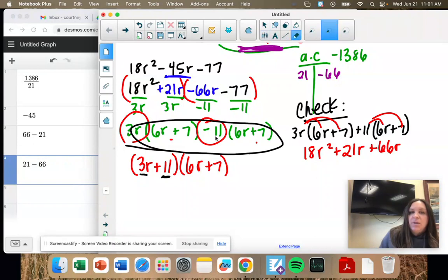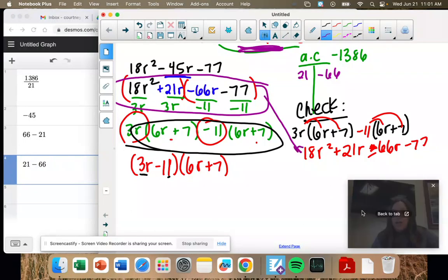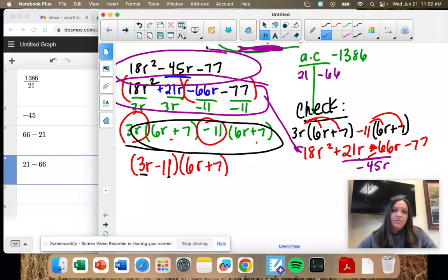Oh, I messed up. I can already see it. These shouldn't both be positive. That needs to be negative. So that's when checking really helps. Negative and then negative 77. Remember, it needs to match this step. So our guess and check helped. And then these combine to negative 45. And then would be back where we started.